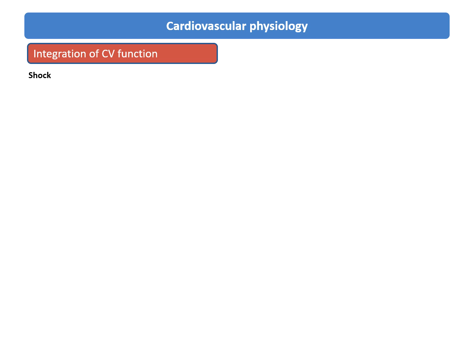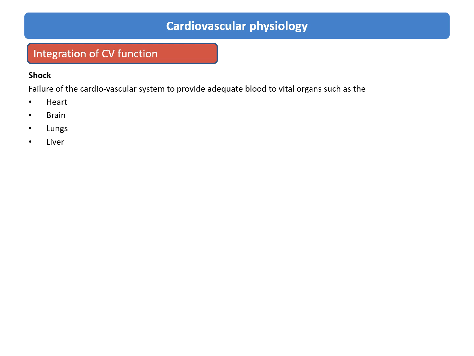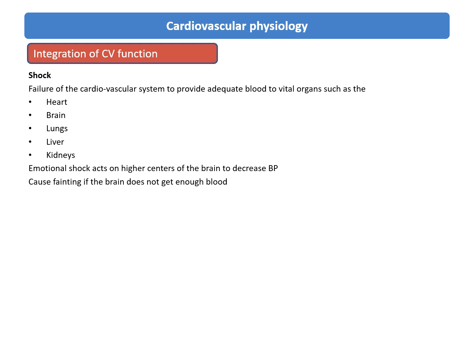Let's look at shock. Shock is failure of the cardiovascular system to provide adequate blood to vital organs such as the heart, the brain, the lungs, and the liver, the kidneys as well. Emotional shock acts on higher centers in the brain to decrease blood pressure. It may cause fainting if the brain does not get enough blood. It can become positive feedback when the lack of blood decreases the functioning of the cardiovascular center.